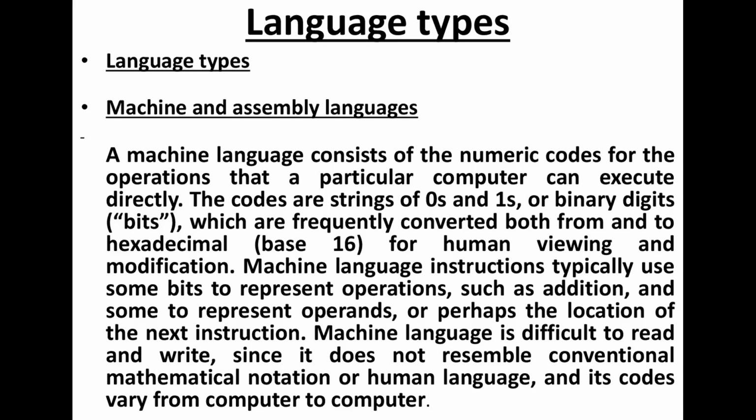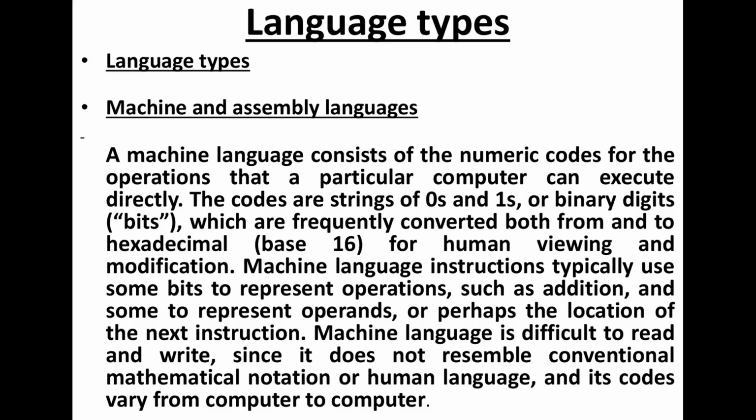Language types. Machine and assembly languages. A machine language consists of the numeric codes for the operations that a particular computer can execute directly. The codes are strings of zeros and ones, or binary digits (bits), which are frequently converted both from and to hexadecimal (base 16) for human viewing and modification.